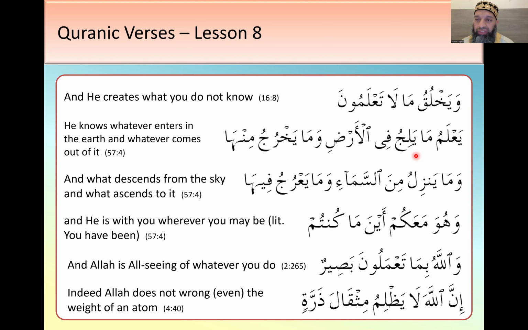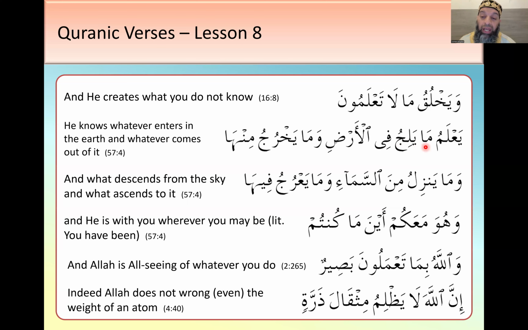So yaliju, you can think of it as lodge. What does a lodger do? He enters into somebody's house, right? It's similar to yaliju. He knows ma yaliju, what enters, fi, in. So kharaja means to leave. Enter is yaliju here.